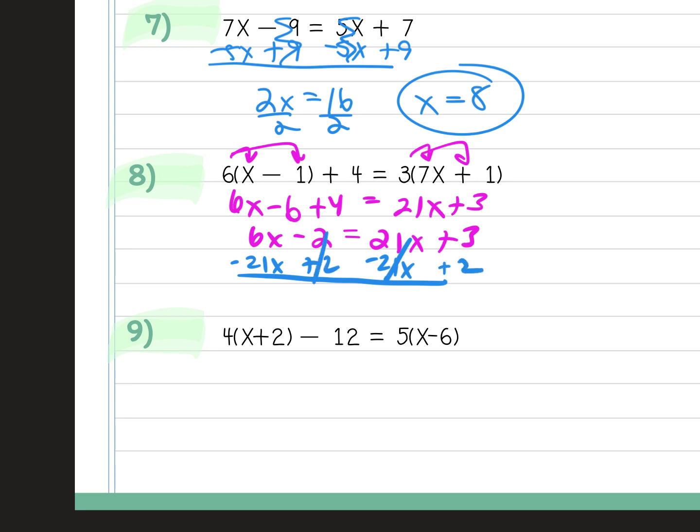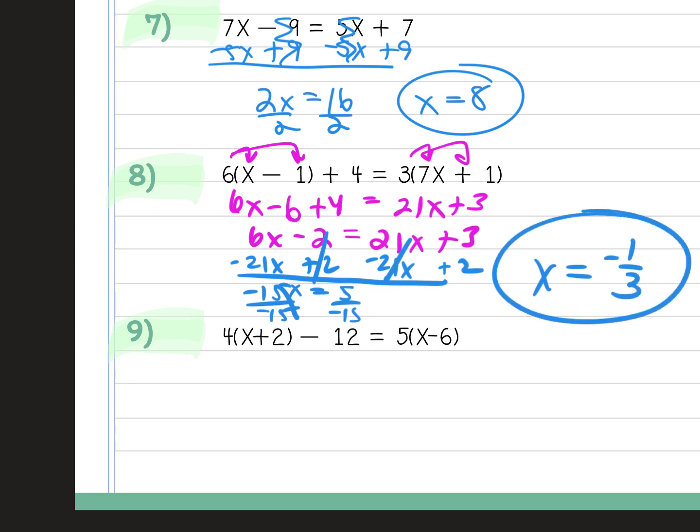What's 6 minus 21? Negative 15x equals positive 5. Agreed? Now I divide both sides by a negative 15. Guys, is my answer here negative 3? What is my answer here? Negative 1/3, all right? Very simple mistakes you guys might make by going, oh yeah, 15 divided by 3 is 3. Totally agree with that. But 5 divided by 15 is 1/3. So just make sure you're paying attention.